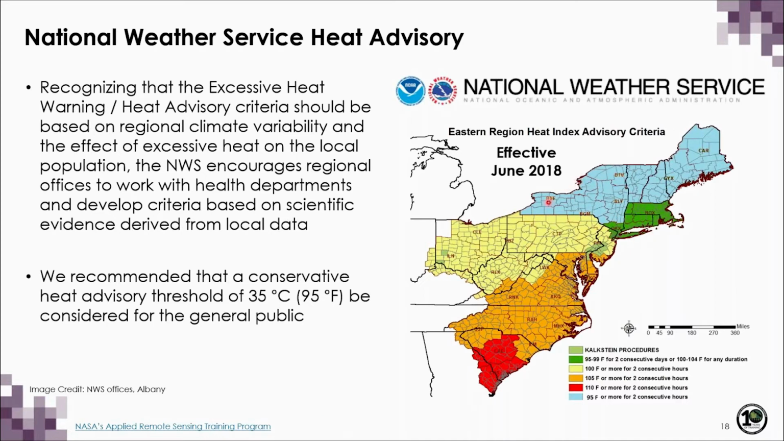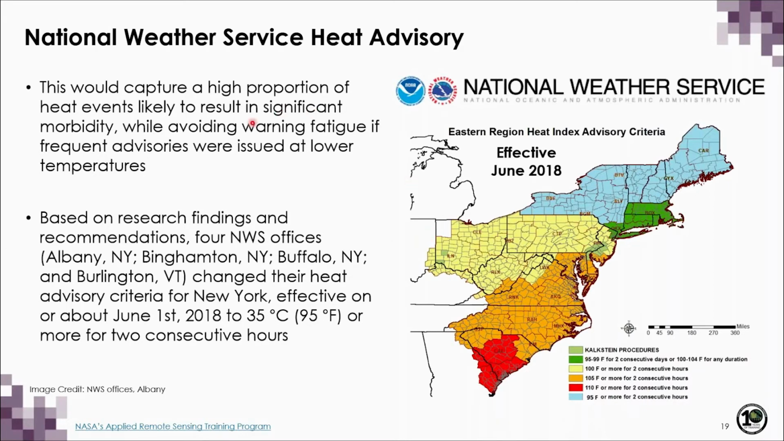And so this is our new advisory criteria, where it has been moved for the region to 95 degrees Fahrenheit. So this, we believe, would capture a high proportion of heat events likely to result in significant morbidity, while avoiding the warning fatigue if frequent advisories were issued at lower temperatures. So based on the findings, we were able to revise the criteria for 4 local National Weather Service offices, actually the region of New York State and surrounding Vermont. And this was effective June 1st, 2018.